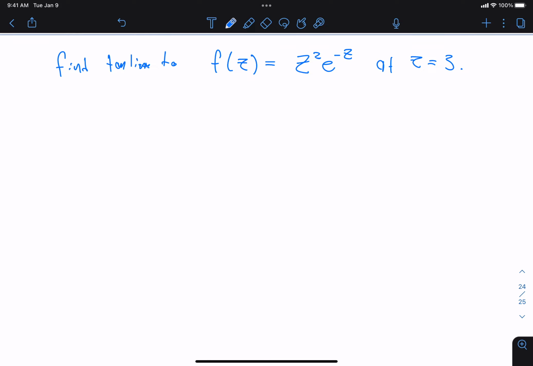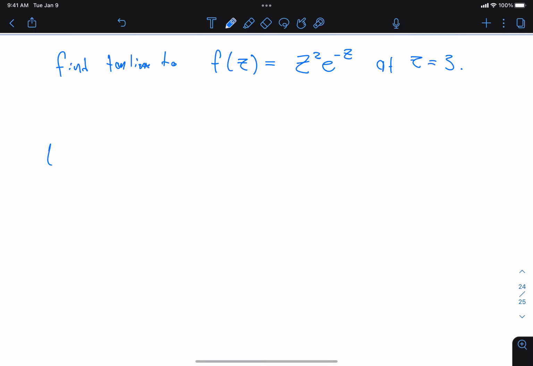Okay. So we're trying to find the tangent line to this function at z equals 3. So what are the two things that I need in order to make the equation of a line? The slope of that line, and one other thing. Y-intercept or a point. Which the y-intercept is a point, right? So those are the two things I need.